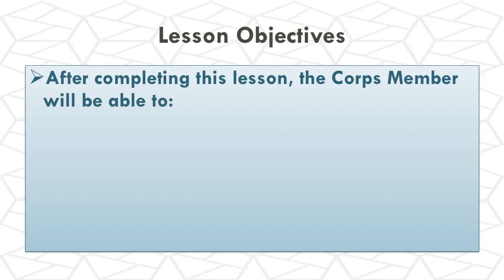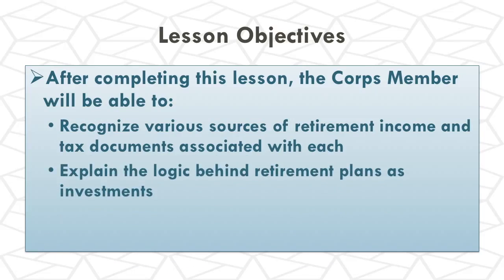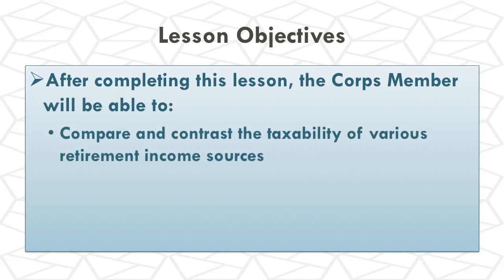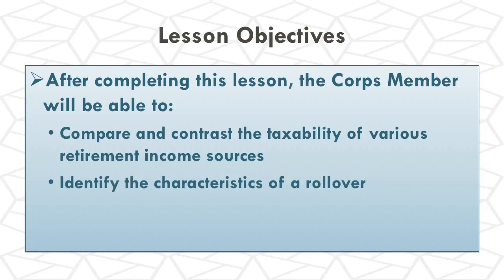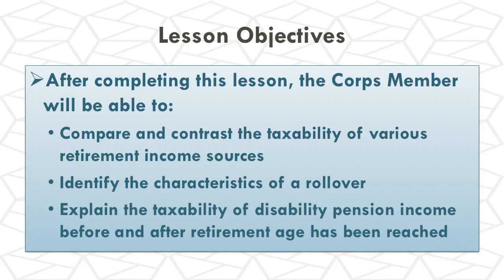Now that you've completed this lesson, hopefully you can now recognize various sources of retirement income and tax documents associated with each, explain the logic behind retirement plans as investments, distinguish between a defined benefit retirement plan and a defined contribution retirement plan, compare and contrast the taxability of various retirement income sources, identify the characteristics of a rollover, and finally explain the taxability of disability pension income before and after retirement age has been reached. If you are having trouble with any of those objectives, I encourage you to go back to the specific sections and rewatch them, write down any questions that you may have, and bring them to group training.